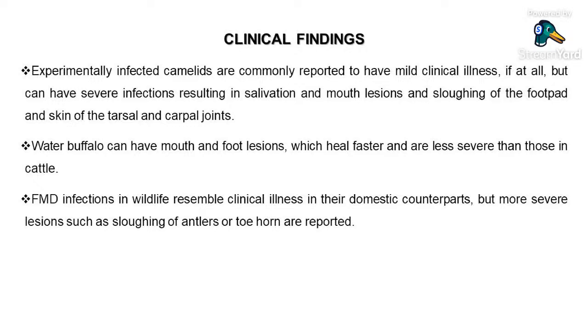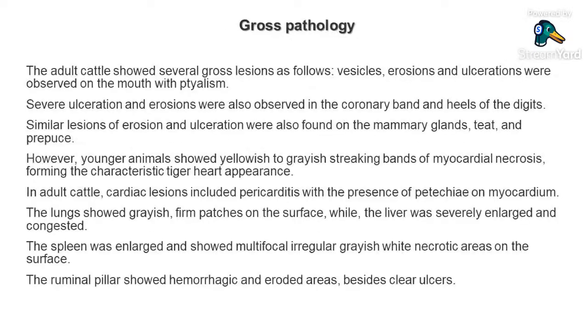Likewise, FMD also infects wildlife animals, but in wildlife there is sloughing of the antlers in the case of deer, or toe horn, which have been reported in wild animals. If we talk about the gross pathology, there are vesicles, erosions, and ulcerations inside the mouth and on the coronary band, on the heel of the digits there are several ulcerations and erosions, and on the mammary gland, teat, and prepuce you can see erosion and ulceration.